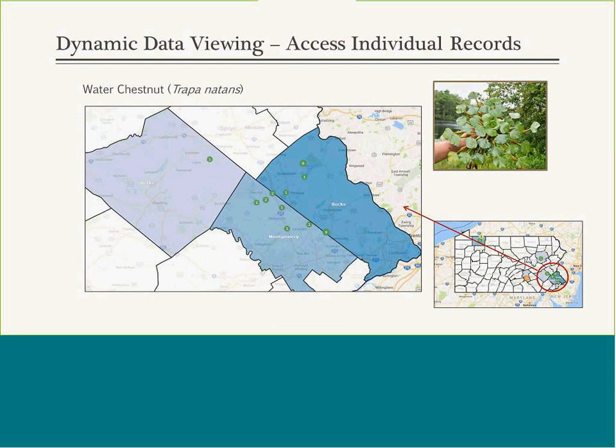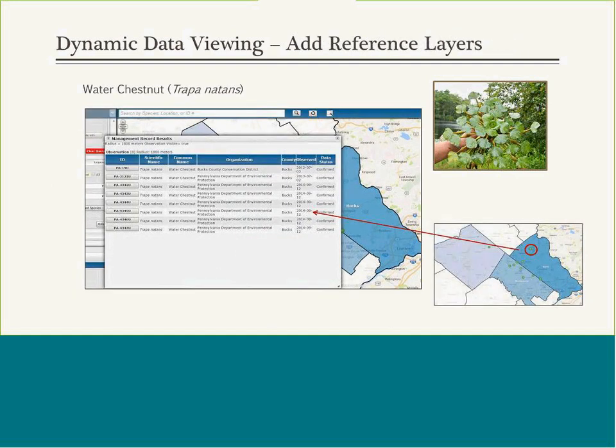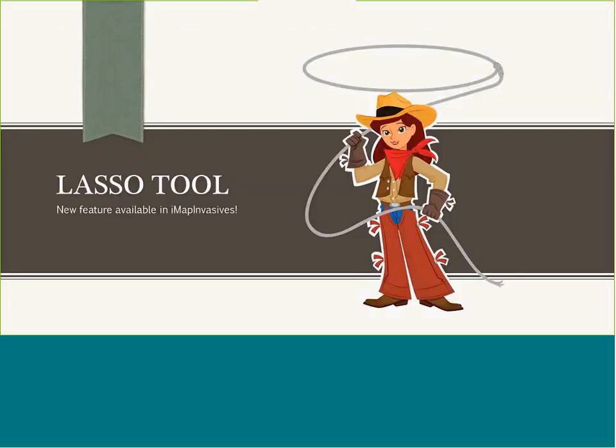And you zoom in, so say I'm interested in what's happening in the eastern part of the state, I can see more specifically the places in each of those counties where water chestnut has been found. Again, it's really given me a better understanding of those locations. If you were to click on any one of those green circles, you'd have that management record results box show up. From there, you can click on any one of those records and look at the details and everything that's associated with them. So that's a neat way to look at the information.